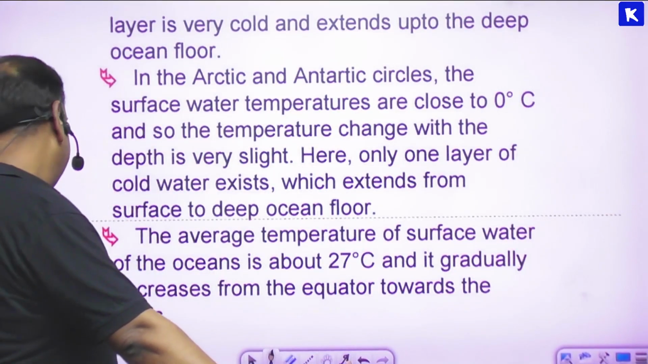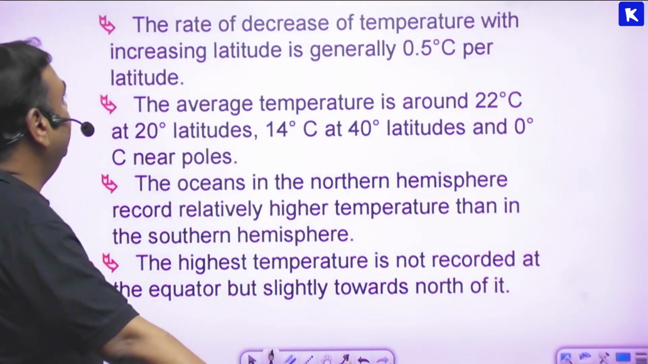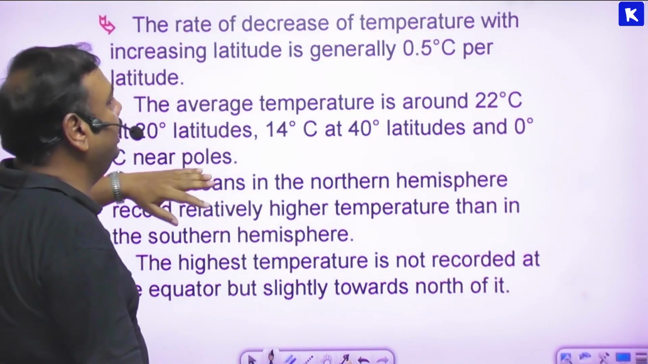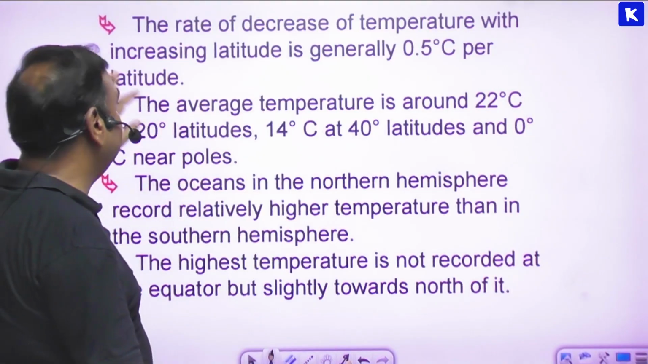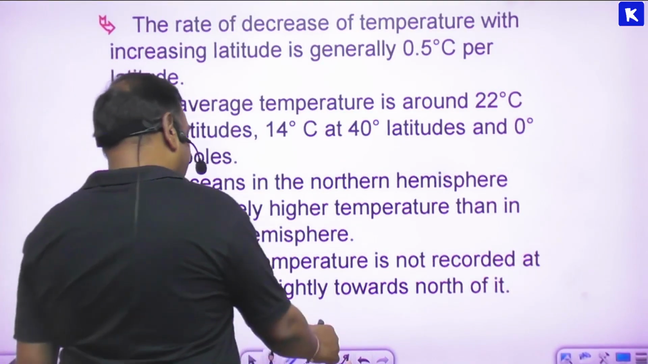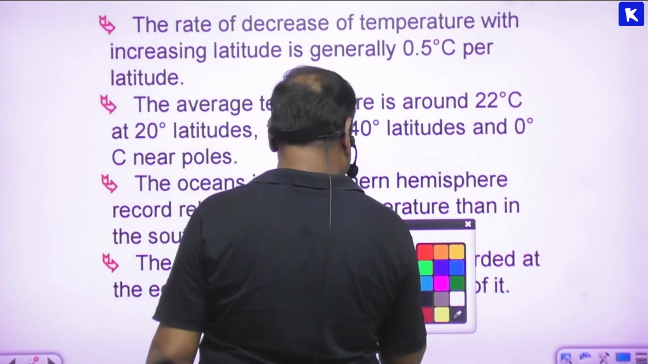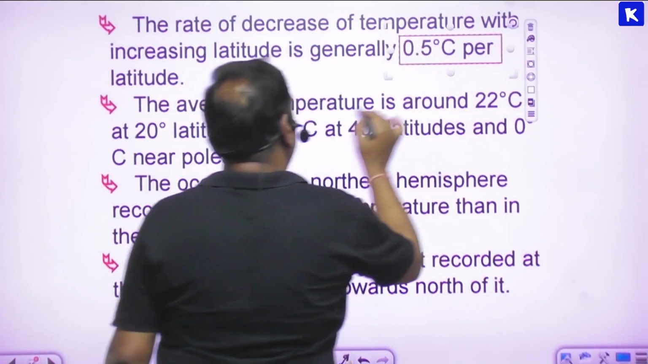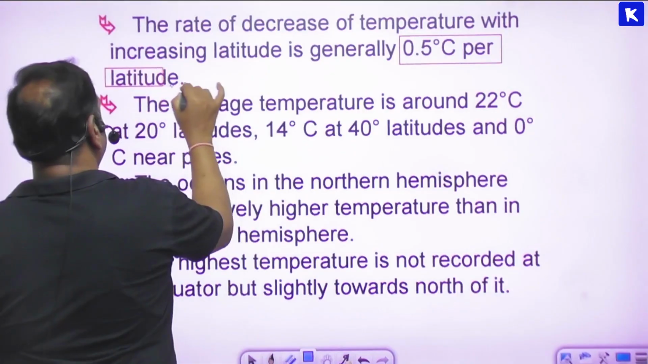Average temperature we came across. Now see here. The rate of decrease of temperature with increasing latitude is generally 0.5 degrees Celsius per latitude. It is a factual thing, you must consider here. 0.5 degrees Celsius per latitude.